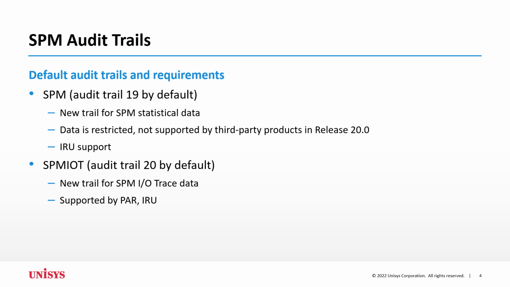SPM IoT, as previously discussed, contains SPM IO_Trace data, which replaces the SIP IO_Trace file. PAR 11R1 is required to process the SPM IoT audit files. The Integrator Recovery Utility, IRU, supports both audit trails.